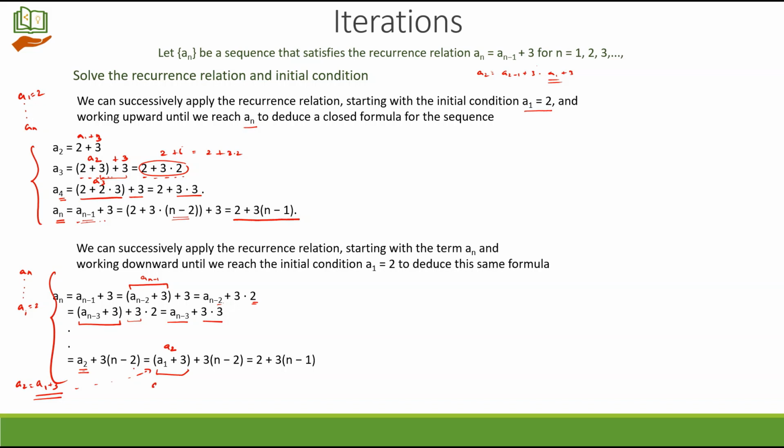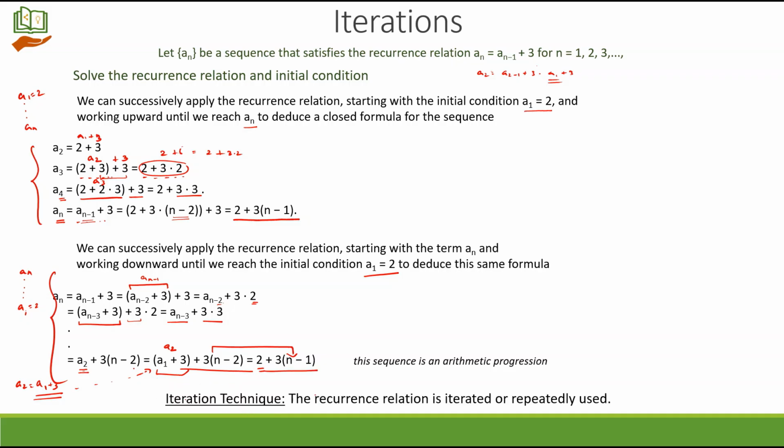Now this can be solved as A1 plus 3 plus 3 into n minus 2. This will be 3 plus 3n minus 6. This 3 will be computed along with the minus 6 and you will have 3n minus 3. Now take 3 outside, this will become 3 into n minus 1. So this A1 term is what we are equating to 2. This sequence is nothing but an arithmetic progression is what they say.